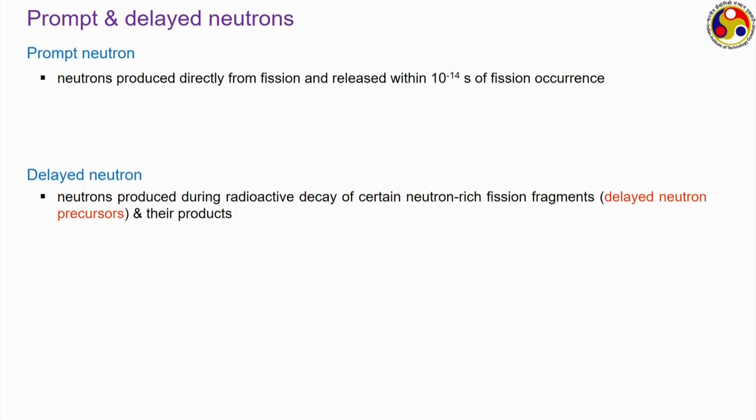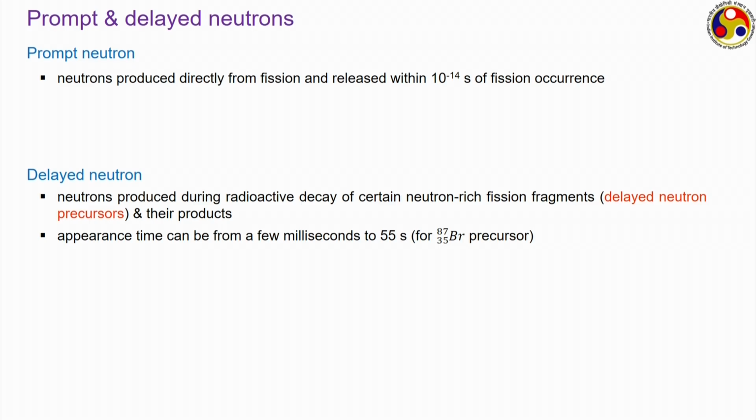Whereas, delayed neutrons are the result of the radioactive decay of certain neutron rich fission fragments. Generally, fission fragments undergo beta decay, because of which an electron comes out of the fission fragment and it gets converted to a different isotope. But in the decay chains of certain fission fragments, we may encounter neutron rich elements, and those can undergo neutron decay. Those neutrons are called delayed neutrons, and the isotopes which lead to the formation of these delayed neutrons are known as delayed neutron precursors.